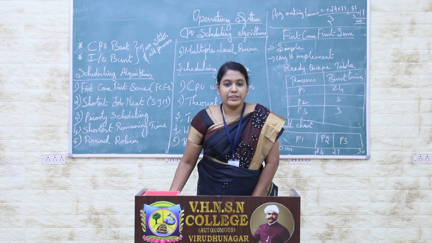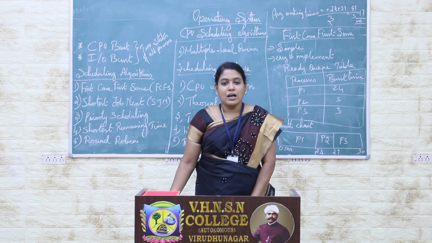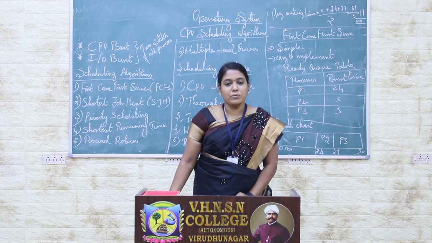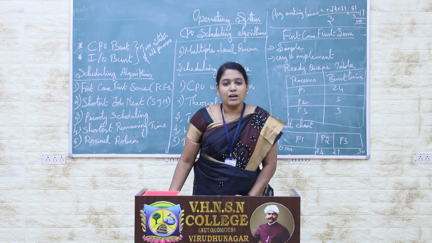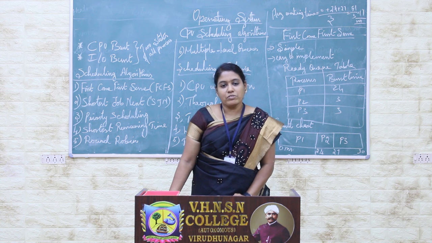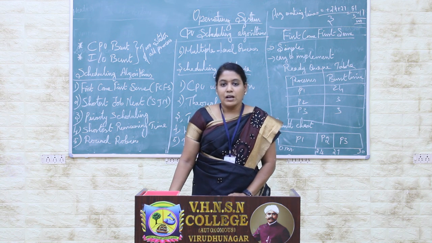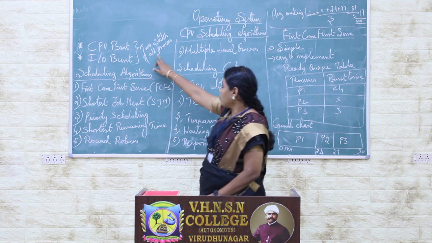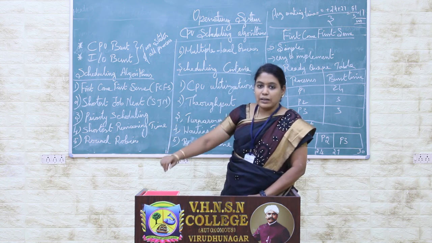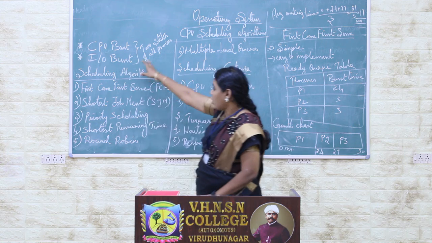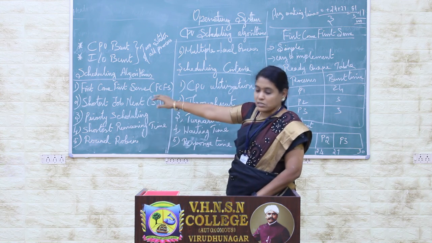The topic of the operating system, CPU scheduling algorithms. Almost all the processes are executed between two states. One is CPU burst and the other is I/O burst. CPU burst state means it's for performing calculation, and I/O burst state is for data transfer in and out of the system. So between these two states only, all the processes are executed. And according to this CPU burst and I/O burst, we have to schedule the process in CPU.